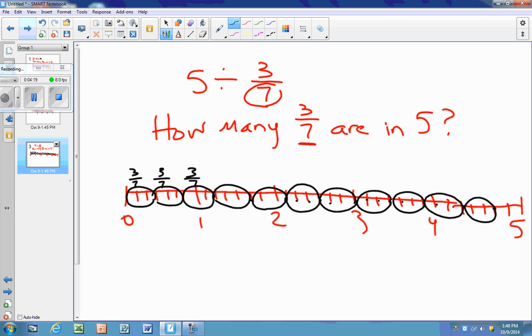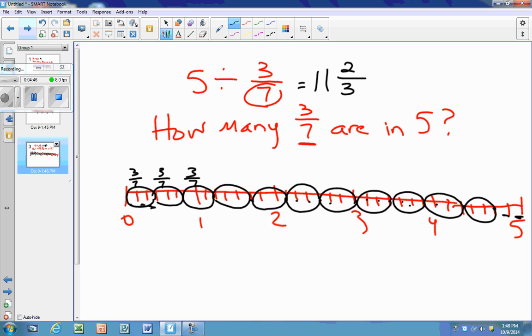So I have 1, 2, 3, 4, 5, 6, 7, 8, 9, 10, 11 groups. So that's going to be how many whole groups I can make. How many parts did I need for one group? There are 1, 2, 3 parts in one group. Over here at the end, I have 1, 2 pieces left over. So I have 2 pieces left over, and I need 3 pieces to make a whole group. So that would be my final answer.